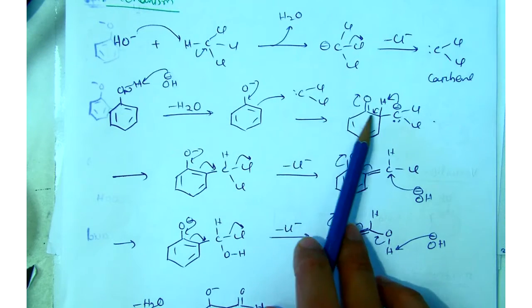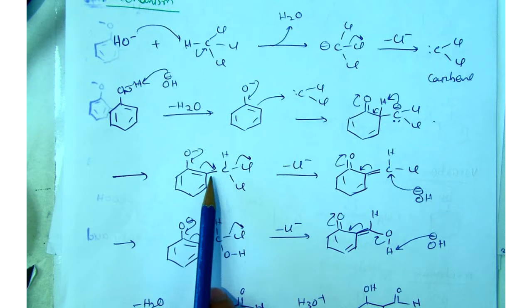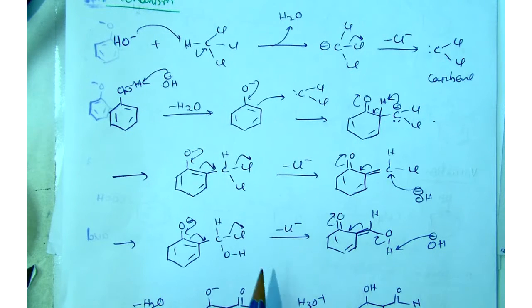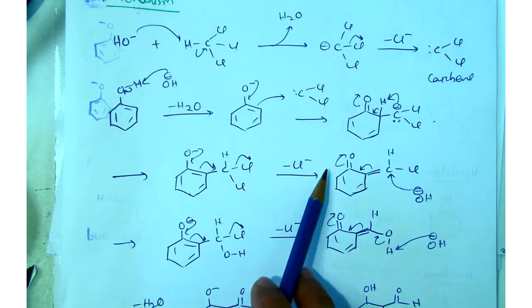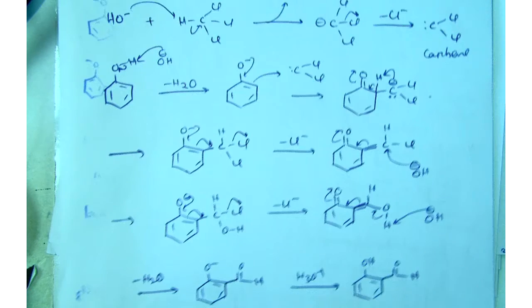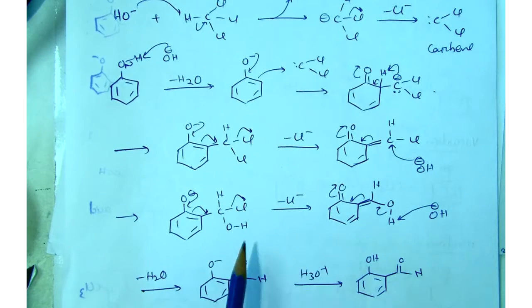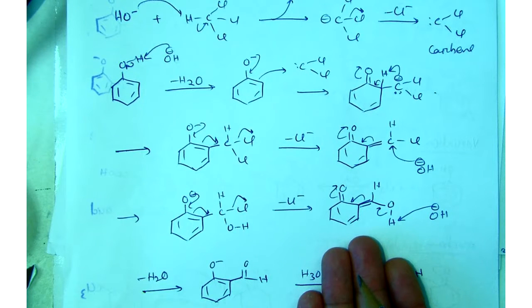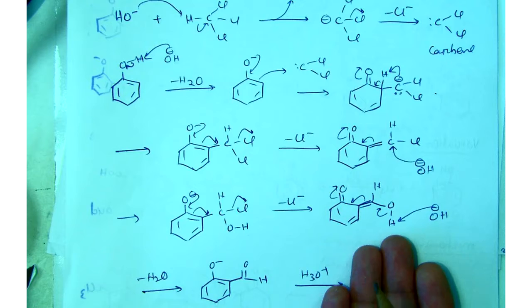So both chlorines are replaced ultimately. OH minus reacts, and so both chlorines are replaced, one with H, one with OH, and finally you get CHO and OH on the ring.